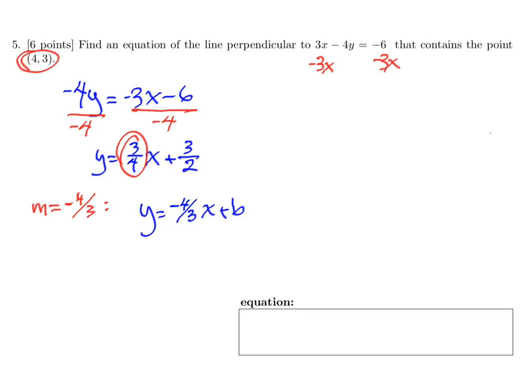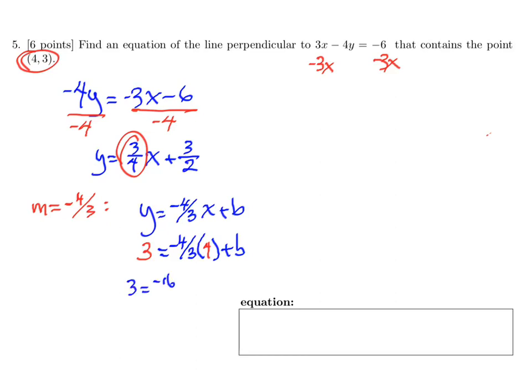So that means those two coordinates, x equals 4 and y equals 3, have to satisfy this equation. So let's plug them in. Y is 3 and x is 4, so I'm plugging those in. And now I can solve this new equation for b.